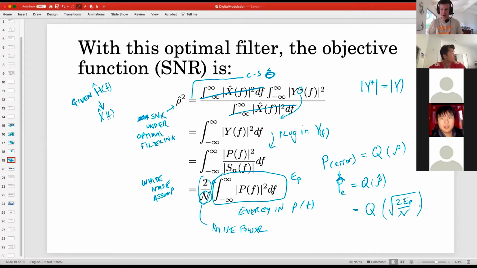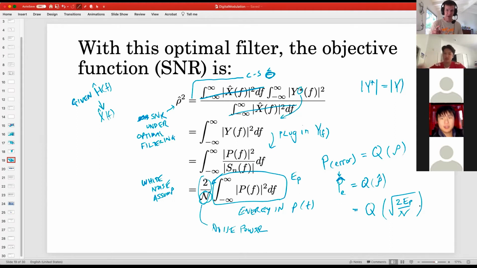We've assumed it's an energy signal. That's not a huge problem because you want it to be finite duration. You want it to be finite, so that's the definition of an energy signal. Does this expression, this probability of error, tell us what the shape of the pulse should be? Nope.